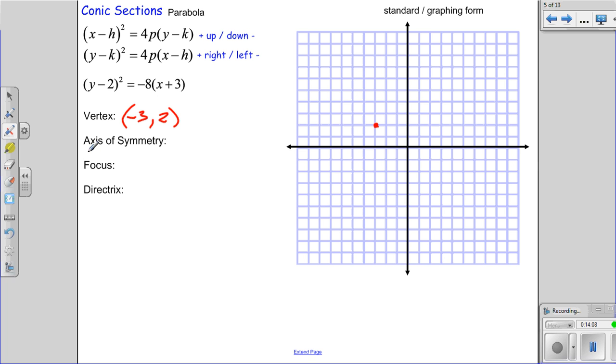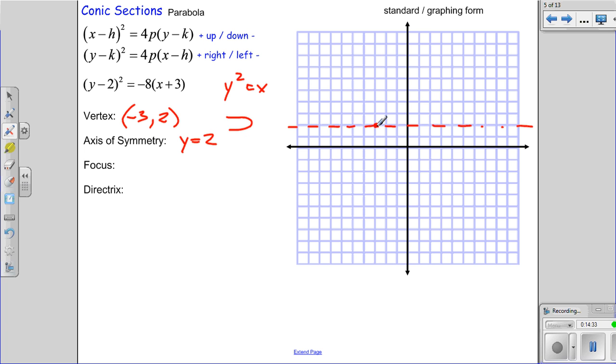So we've got to determine, what do we have? We have the y being squared and not the x. So that means it's going sideways. It's a -8, so it's going to go to the left, okay? So if I was to sketch a little curve, it's going to look like that. So the axis of symmetry then goes down the middle of the vertex, like such. So we'd say the axis of symmetry is y is equal to 2, okay?